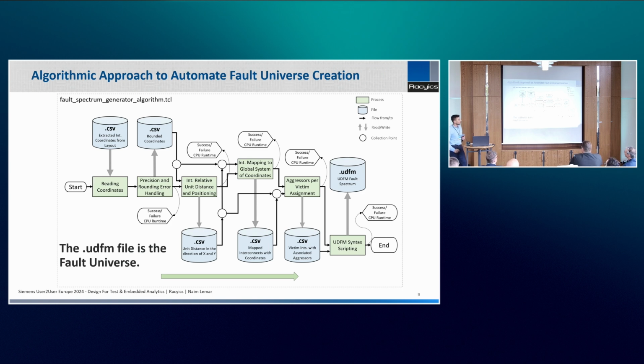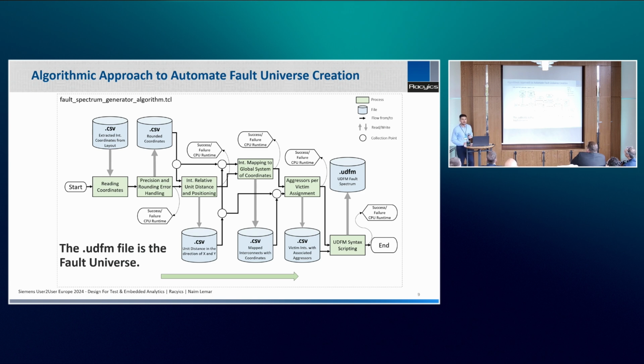And once we have done the mapping, we can generate the aggressors per victim, a file which has each aggressor with its associated victim. So we need this UDFM file as a fault universe. The question will be: how scalable is this solution?